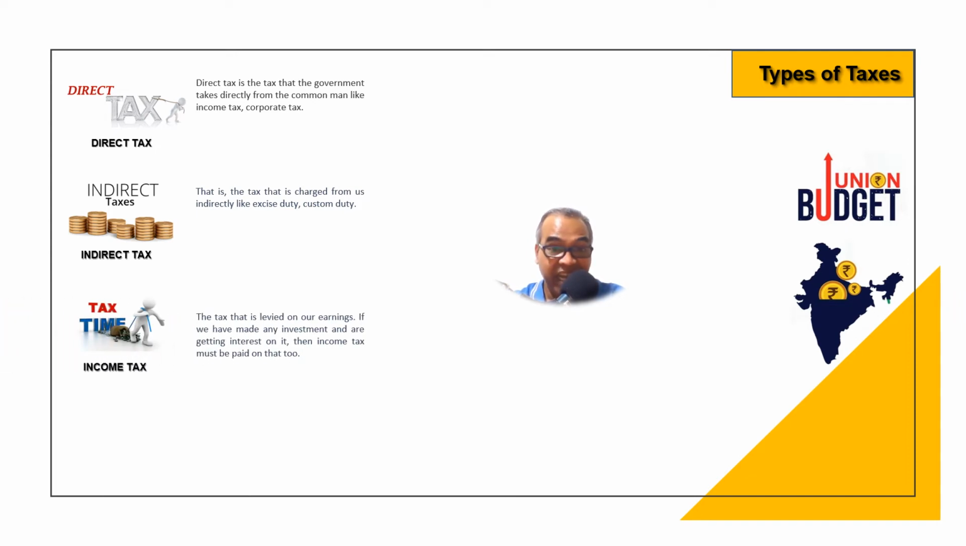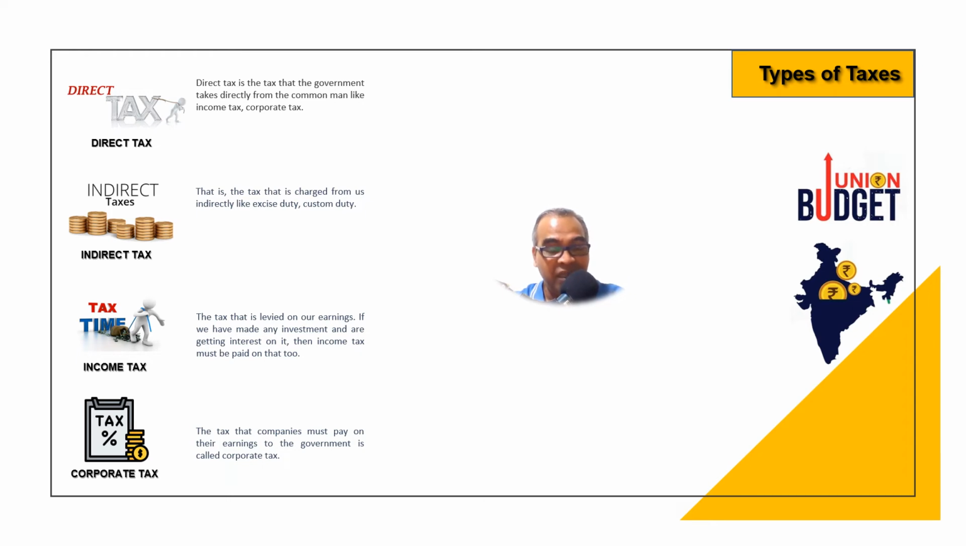Income tax. The tax that is levied on our earnings. If we have made any investment and are getting interest on it, then income tax must be paid on that too. Corporate tax. The tax that companies must pay on their earnings to the government is called corporate tax. Exemption. This is the taxable income which does not come under the purview of the tax. That is, there is no tax on it.